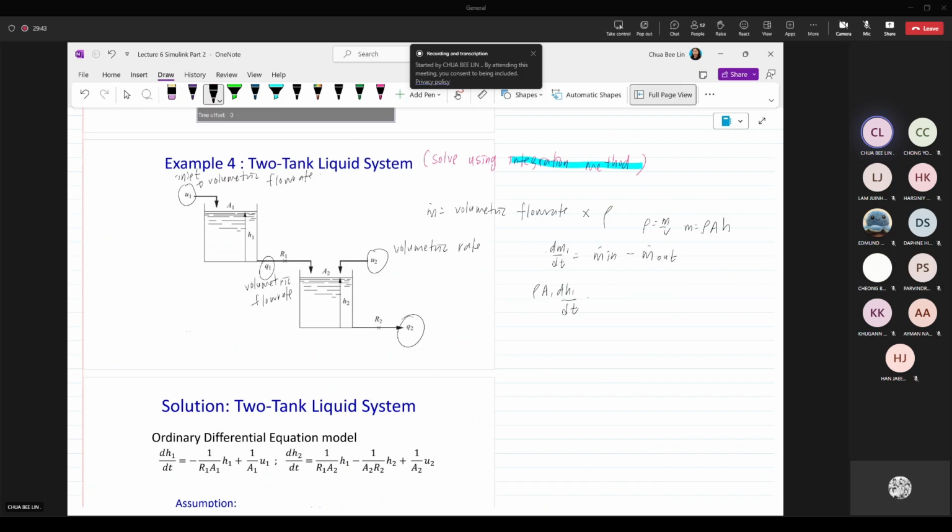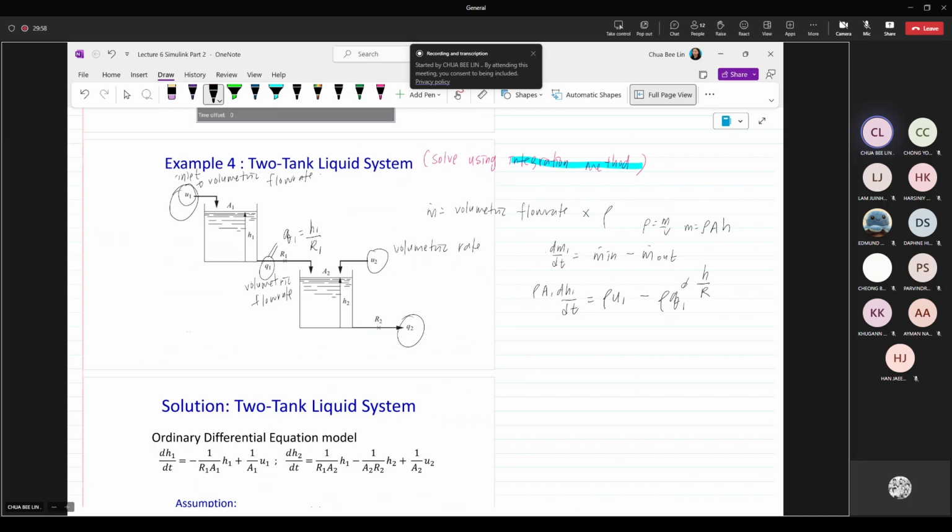So you'll be having equals rho U1, minus the exit will be rho Q1. Then you stop. Your Q1 is the same equation where your Q1 here is H1 over R1. So from here, you cancel the rho. You'll be getting A1 dH1 over dt equivalent to U1, which is a volumetric flow rate, minus H1 over R1.